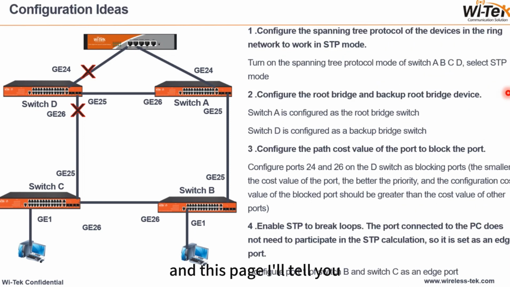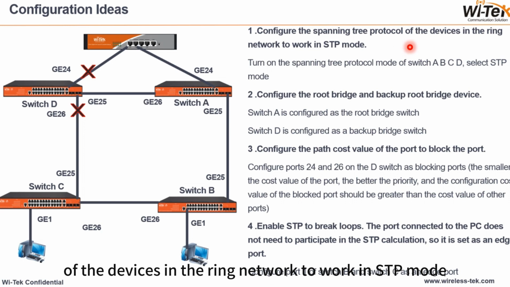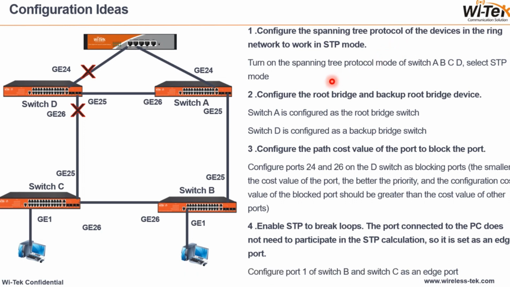And on this page, I'll tell you our configuration ideas. Later, we are going to follow these ideas to do the configuration. First, configure the spanning tree protocol of the devices in the ring network to work in STP mode. Turn on the spanning tree protocol mode of switch A, B, C, and D. Select STP mode.